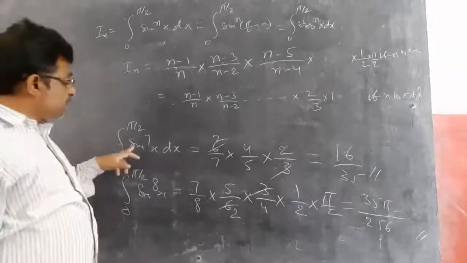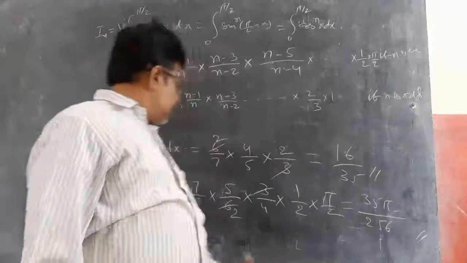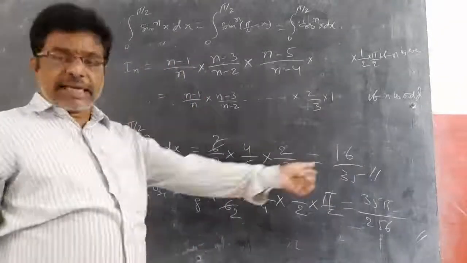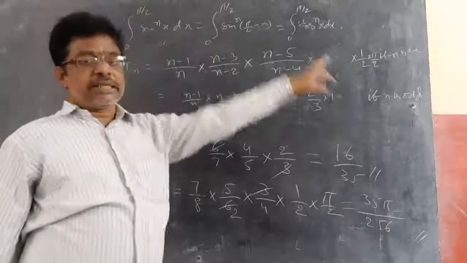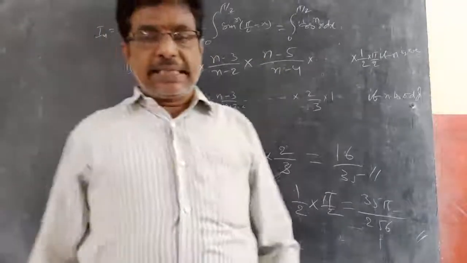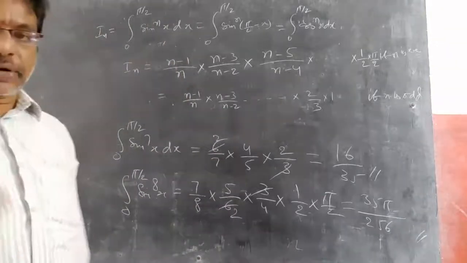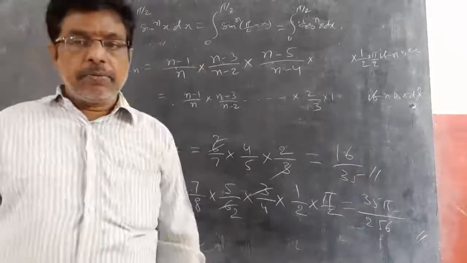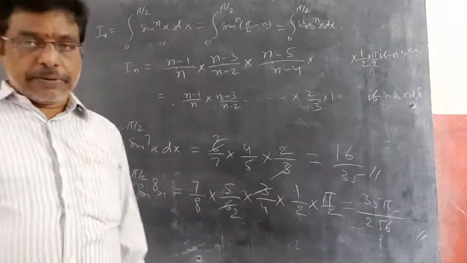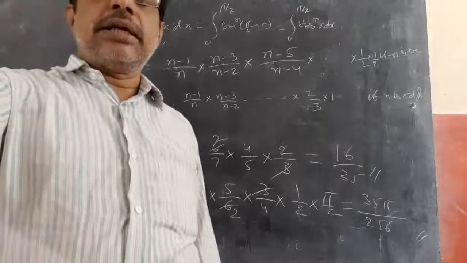If I ask cos power 7x instead of sin power 7x, it is the same answer. Like sin power 8x, cos power 8x is also the same, because both are equal: the integral of 0 to a f(x) dx equals the integral of 0 to a f of a minus x dx. So the integration of sin power nx equals that of cos power nx in definite integration between the limits 0 to pi by 2. We'll continue in the next class.